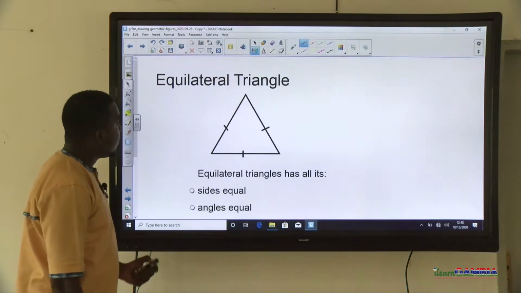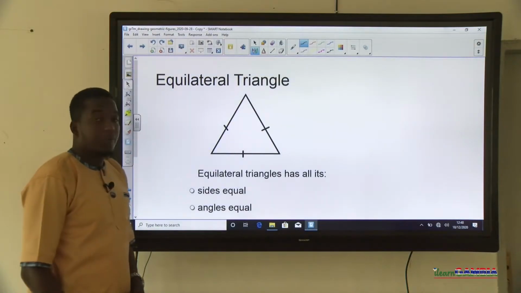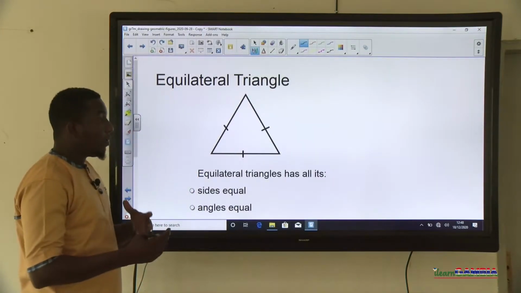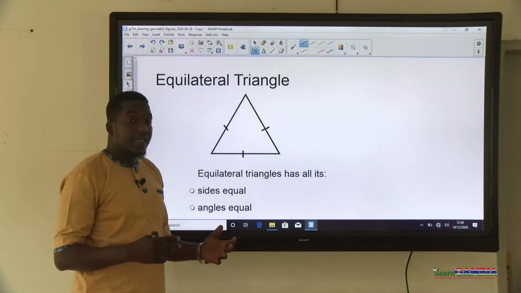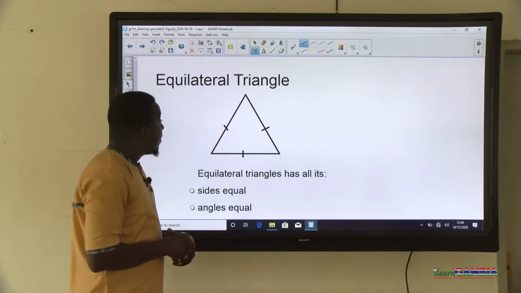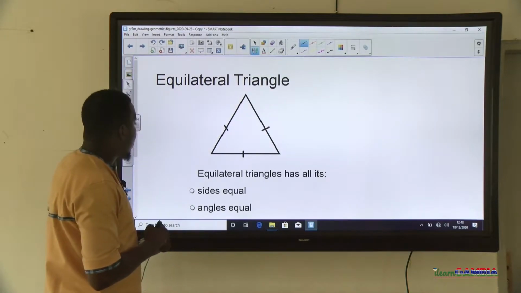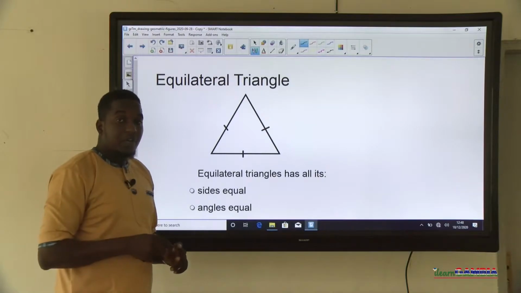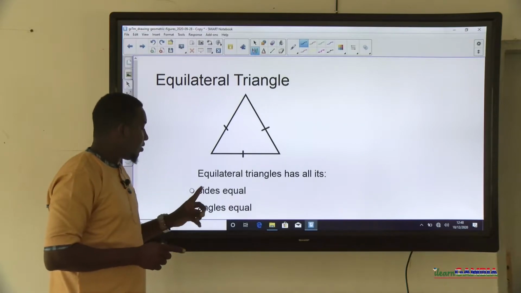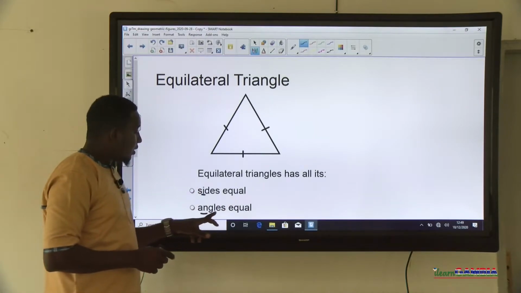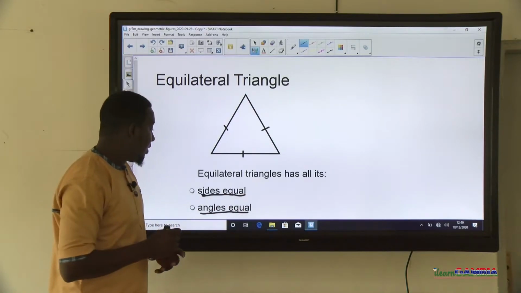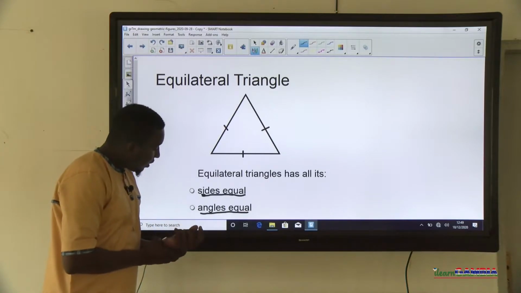So we look at the first one, which is the equilateral triangle. When we come across triangles, how do we identify equilateral triangles from those sets of triangles? First, we need to look at something that is very key when it comes to equilateral triangles. We said an equilateral triangle has all its sides equal and all its angles equal.